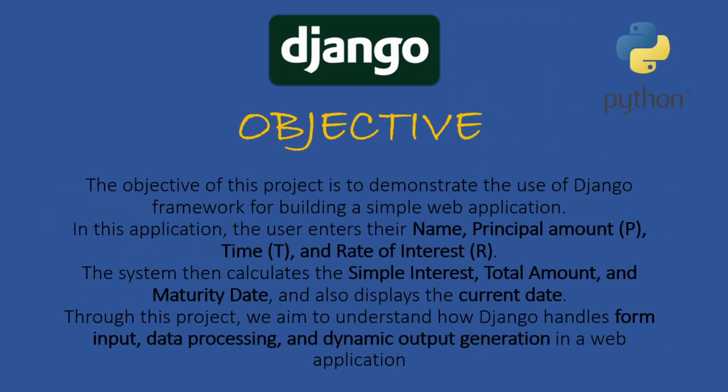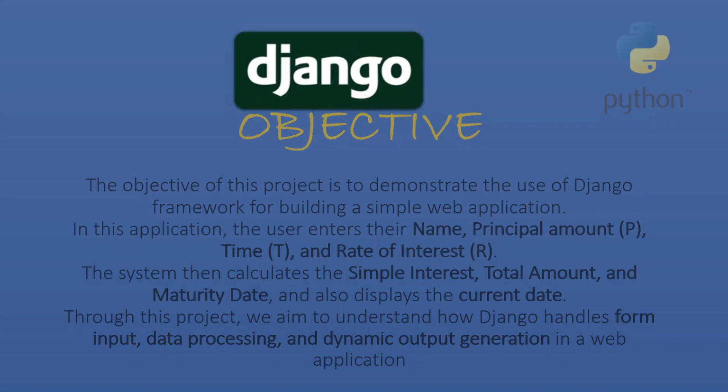Let's move to objective. That is, we have to demonstrate the use of Django framework for building a simple web application. In our application, a user has to enter the name, principal amount, time, rate of interest. We use the simple formula, that is P into T into R by 100, which gives the simple interest. We will calculate simple interest, total amount, maturity date using datetime module from Python. We aim to understand how Django handles form input, data processing, and dynamic output generation in the web application.